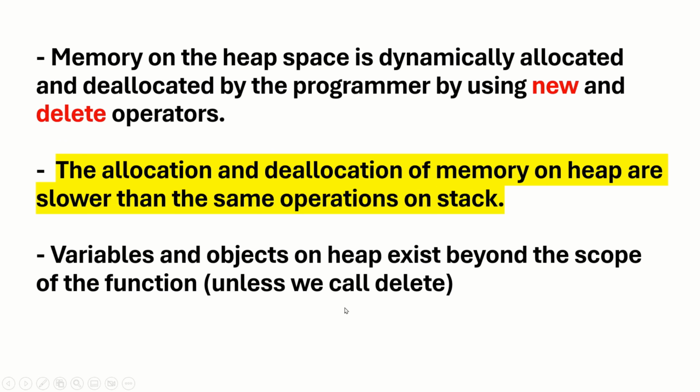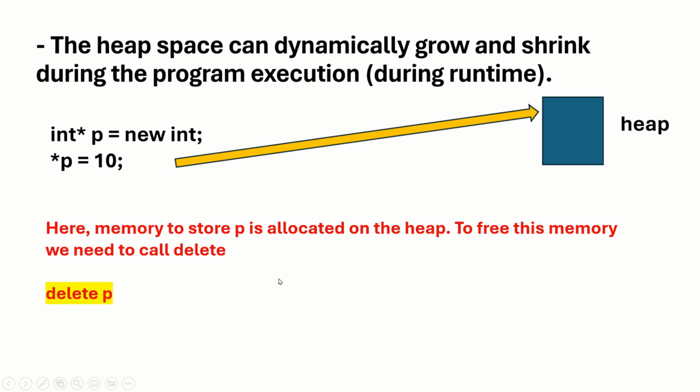On the other hand, memory on the heap space is dynamically allocated and deallocated by the programmer by using new and delete operators. The allocation and deallocation of memory on the heap are slower than the same operations on the stack. Variables and objects on the heap exist beyond the scope of the function, unless we call delete. The heap space can dynamically grow and shrink during the program execution, that is, during the run time.